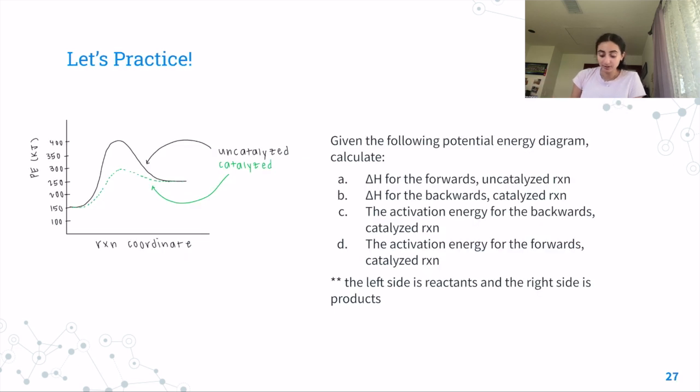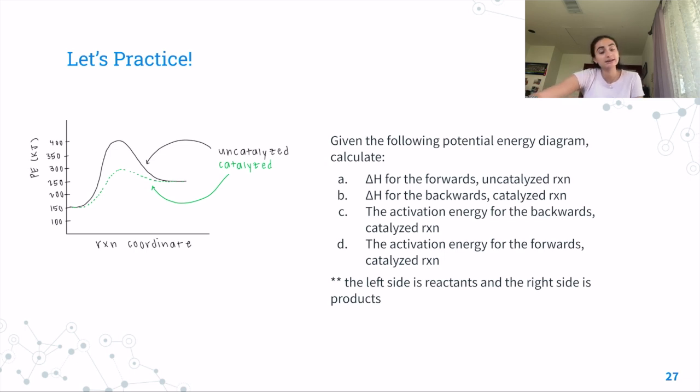So here's the example problem. I have a cute little potential energy diagram here. The uncatalyzed reaction is in black and the catalyzed reaction is in green. And I have 4 things you need to calculate here. So we're going to do one together, and then I suggest that you pause and try to do the other 3 on your own. So first we want to calculate delta H for the forwards uncatalyzed reaction.